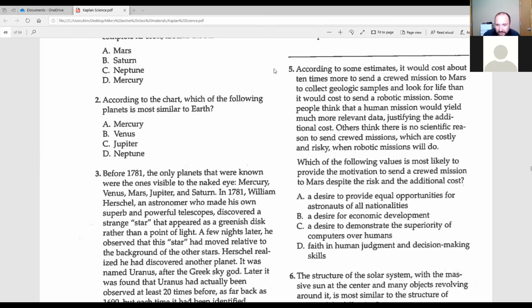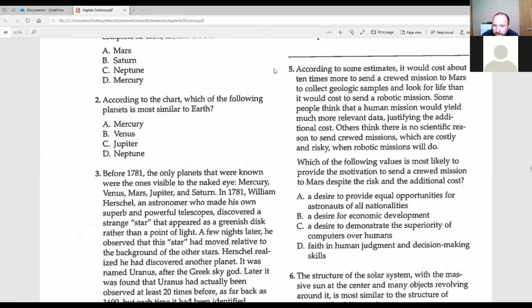I don't see anything on there about astronauts of various nationalities. That doesn't seem right, so I would throw that one out right away as I read it. B, a desire for economic development. Okay, I'm going to leave it for now. It's not popping out at me as being blatantly awful or wrong, so I'm going to leave it.